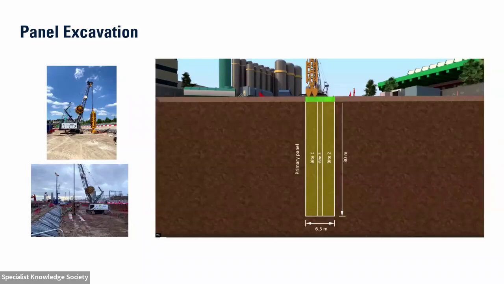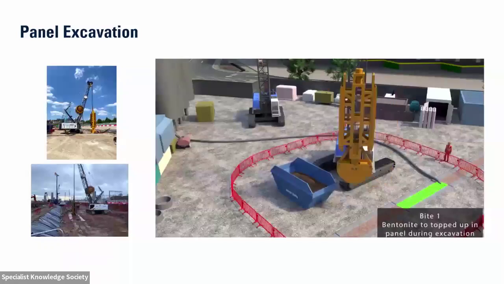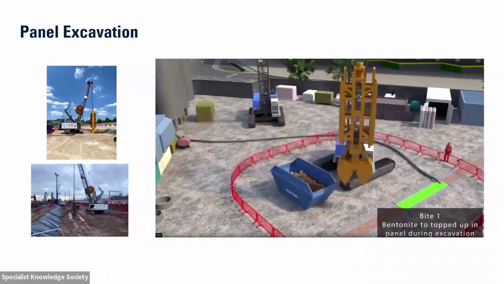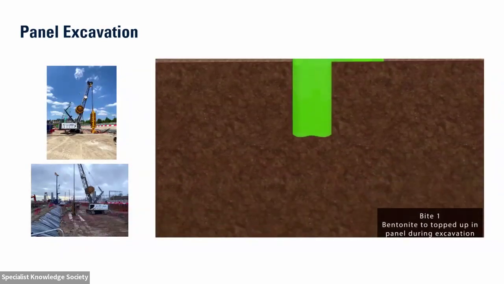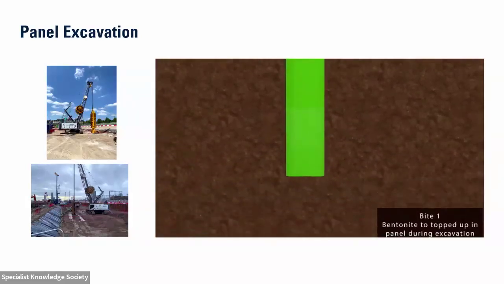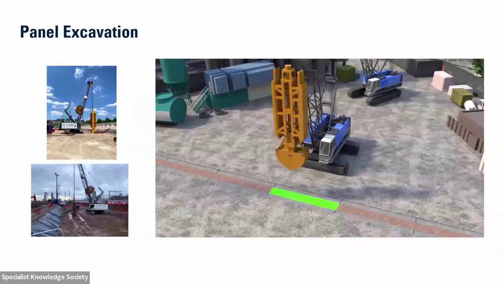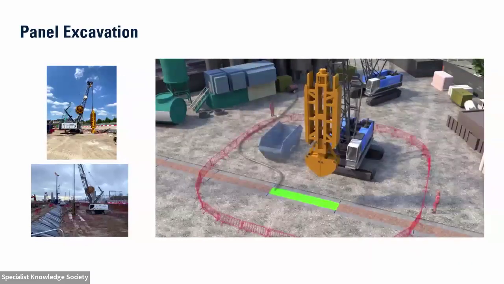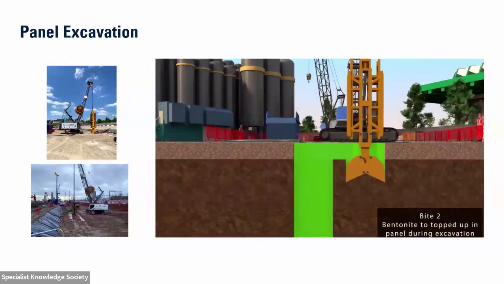Once your guide wall's in place on the site, you can start your construction. It's typical that you will build a panel either as a single bite or a multi-bite panel. If you're building a multi-bite panel, it's typically three bites. So you dig your first bite down with your grab to the required depth, and as you're digging down, you will fill the excavation with bentonite. You'll see there's a bentonite feed, which will be fed continually into the panel.